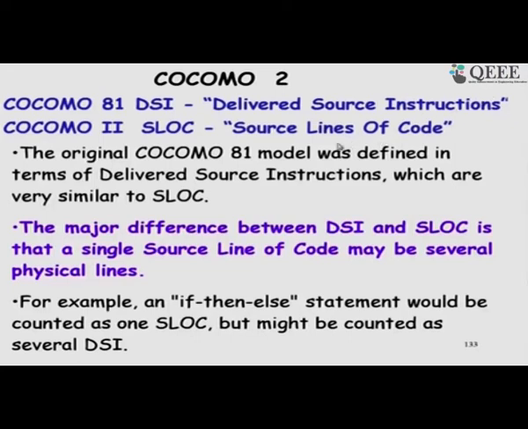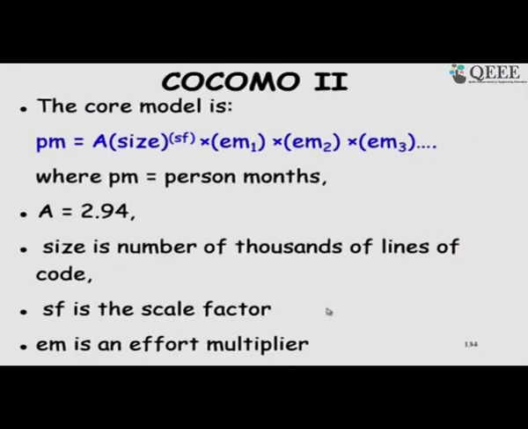In COCOMO 2, we consider source lines of code in the post architecture phase. So, again the basic model that is considered is very similar. There is a value adjustment factor and size, and there is a scale factor which is the exponent, and then we have some modifiers which are multiplied, and we will see that this takes different shape if we look at the different COCOMO 2 models.